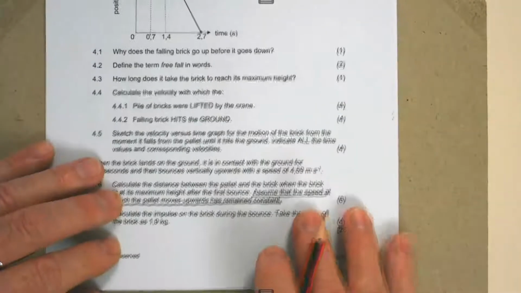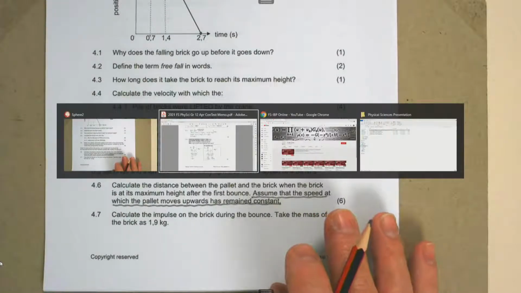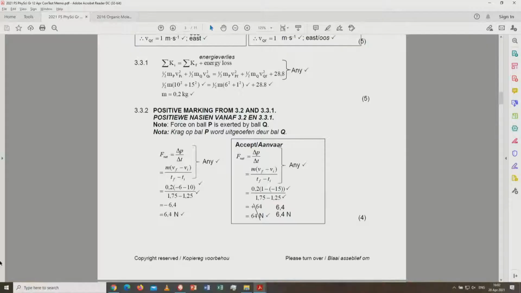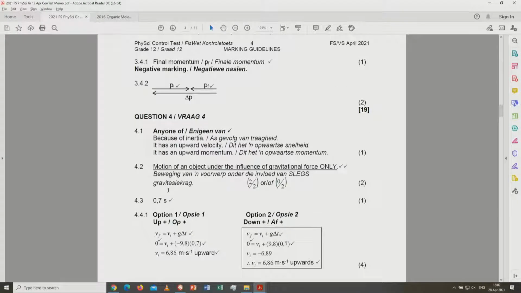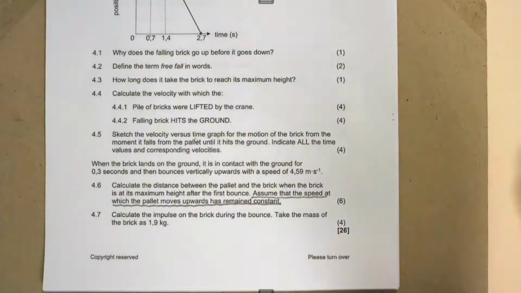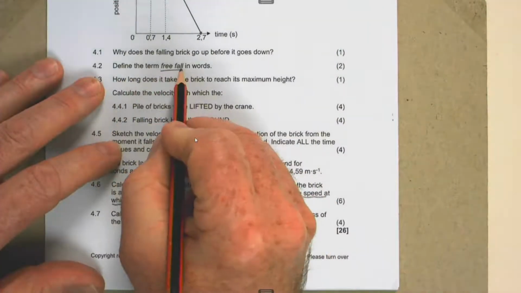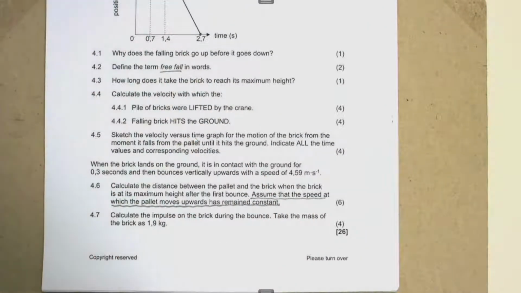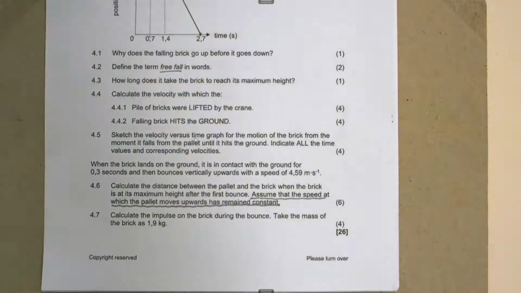Okay, so let's go quickly. Why does the falling brick go up before it goes down? So without wasting time, let us just page to that. Because of inertia, that's fine enough to say that, or it has an upward velocity, or it has an upward momentum. Any of those would be fine. Define the term free fall. Now all I want to say here is you must go and learn the definition for free fall, and you must go and learn the definition for a projectile, because there is a difference between the two definitions.